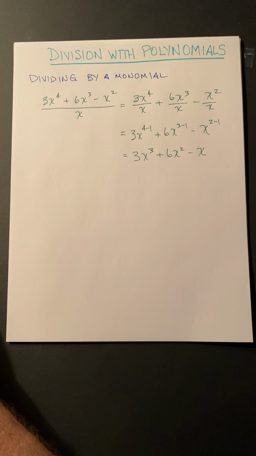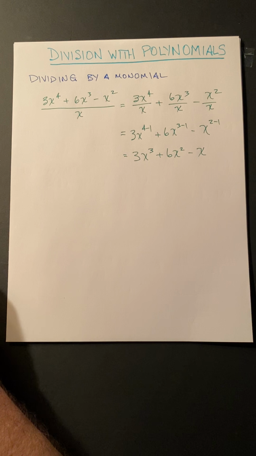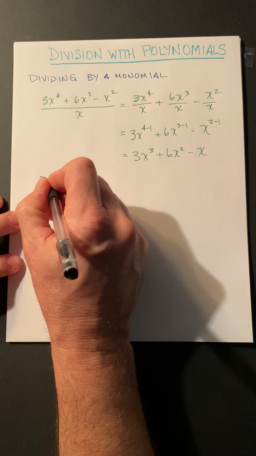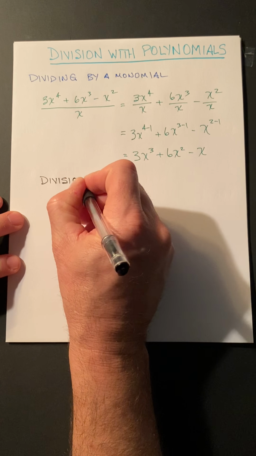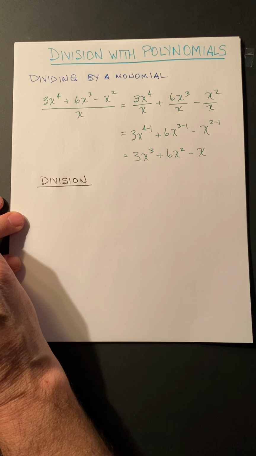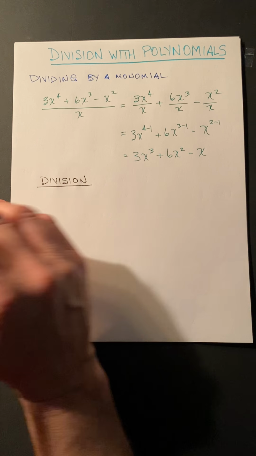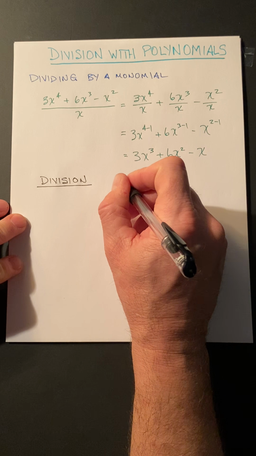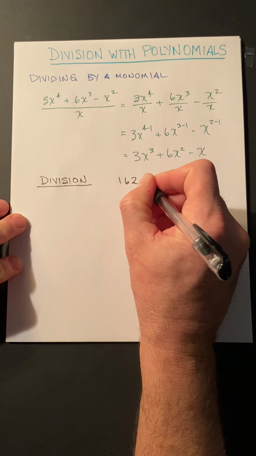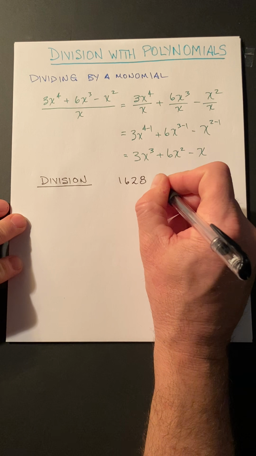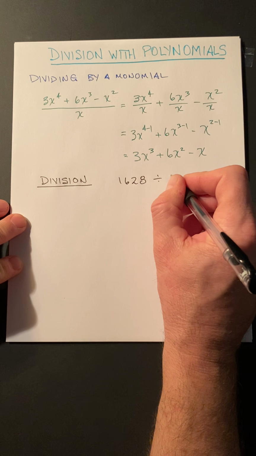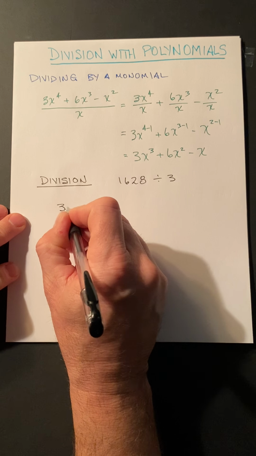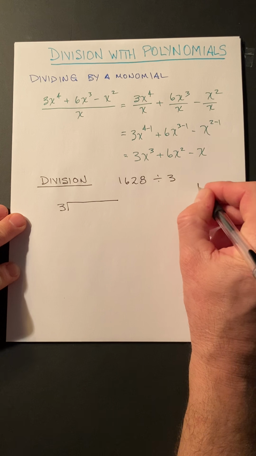Okay, so before I actually get into the division with polynomials, we really need to go back to just regular division so that we have that in our minds as to how that process works. So if I were to have the following problem, let's say 1,628, and I wanted to divide that by, let's say, 3. Okay, so I'm going to set this up in the traditional sense of long division.